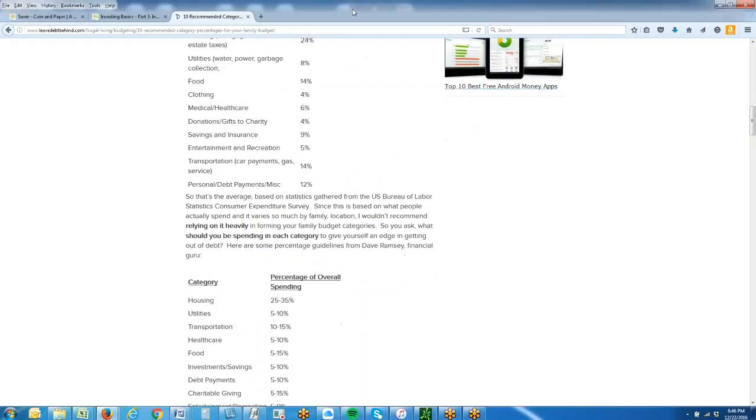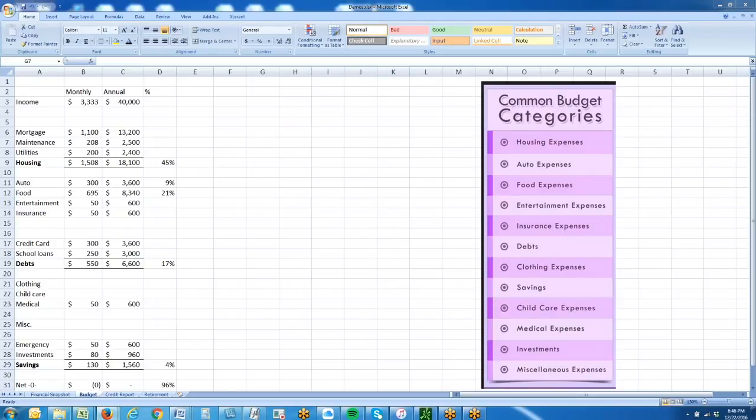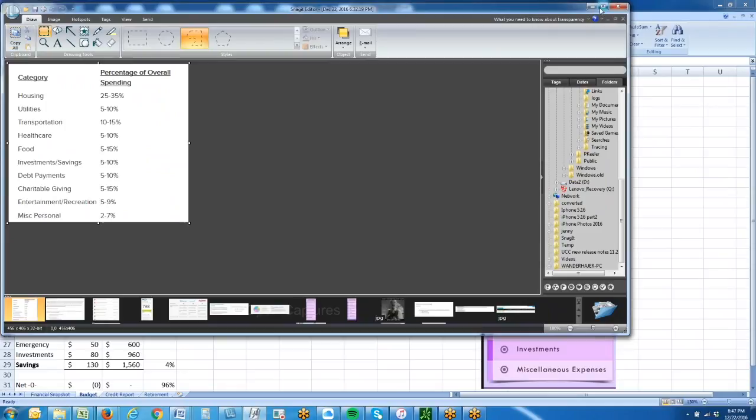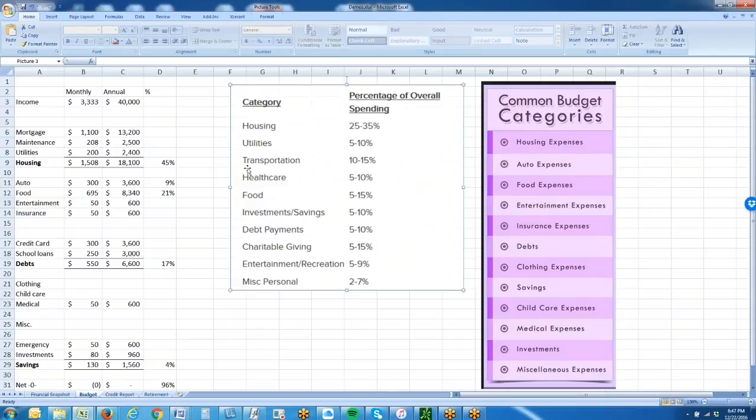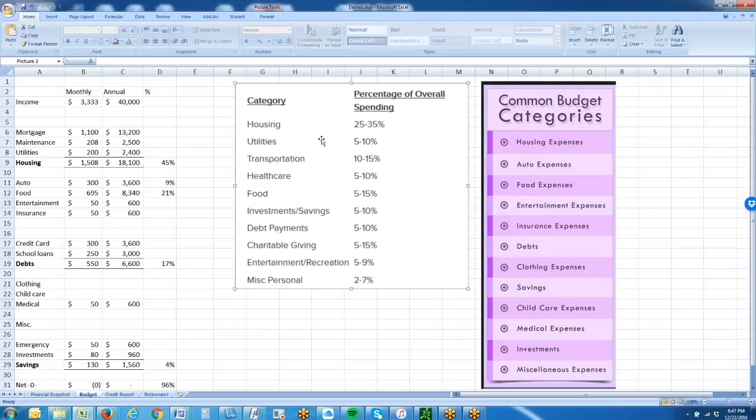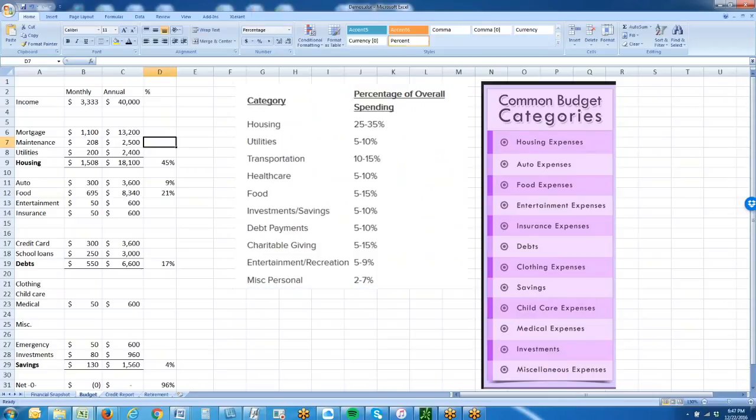I'll move this over to the right and take a screenshot of part of it and copy it so we can see both on one screen, or you can just write it down. As far as the recommended percentages, it says for housing the recommended overall percentage of spending should be between 25 and 35% of your income. Here we have 45%, so we're spending too much in our housing.